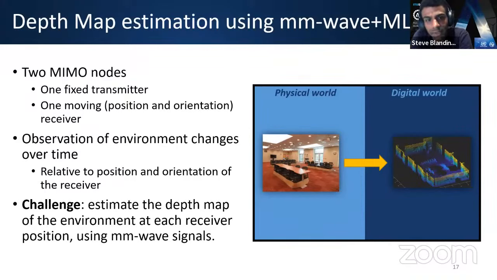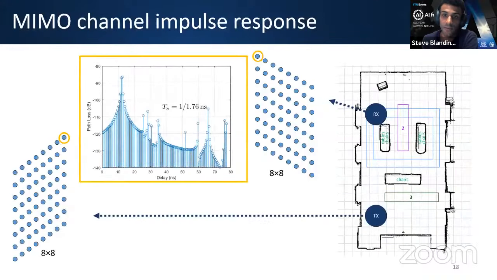So the data that we are providing and that are actually collected are dependent on the position and the orientation. Every time, the room as estimated from the LiDAR is going to have a relative position. It's going to be relative to the position and the orientation of the receiver. So at each position, the room will look different. The challenge is to estimate the depth map of the environment at each receiver position using millimeter wave signals. And going into the detail of the challenge, the nodes are using MIMO antenna arrays.